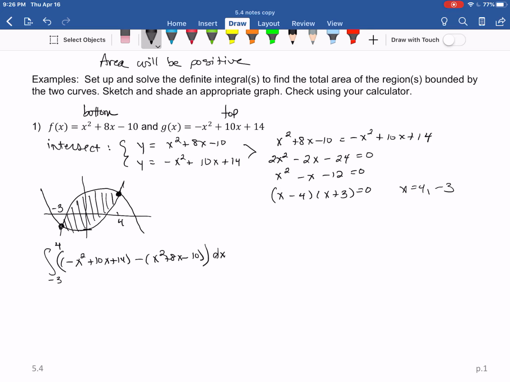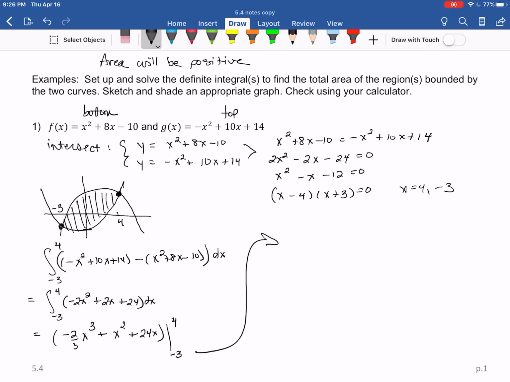Might want to go ahead and simplify that. Let's go this direction. So from negative 3 to 4, I can distribute the negative through the parentheses, and I can combine like terms, and I'll end up getting negative 2x squared, 10 minus 8 equals positive 2x, 14 plus 10 is 24, with respect to x. And go ahead and take the integral. So you're going to get negative 2/3 x to the third plus 2x squared over 2, so just x squared, plus 24x. And this goes from negative 3 to 4.